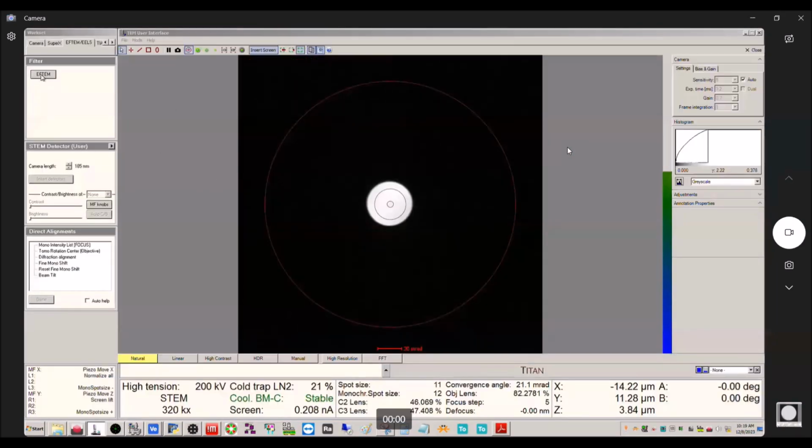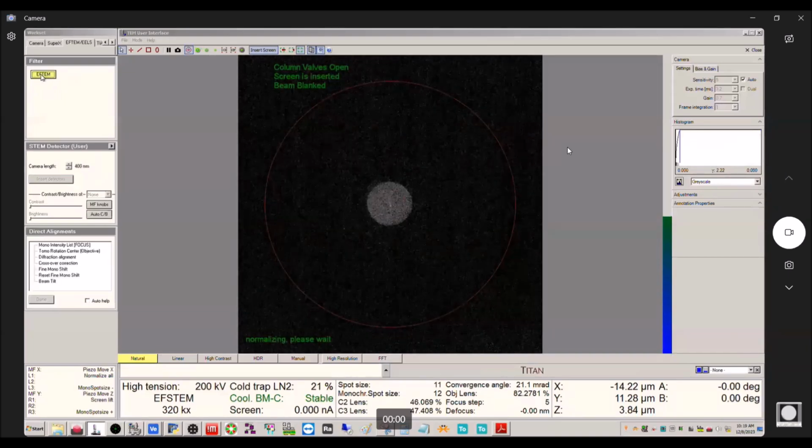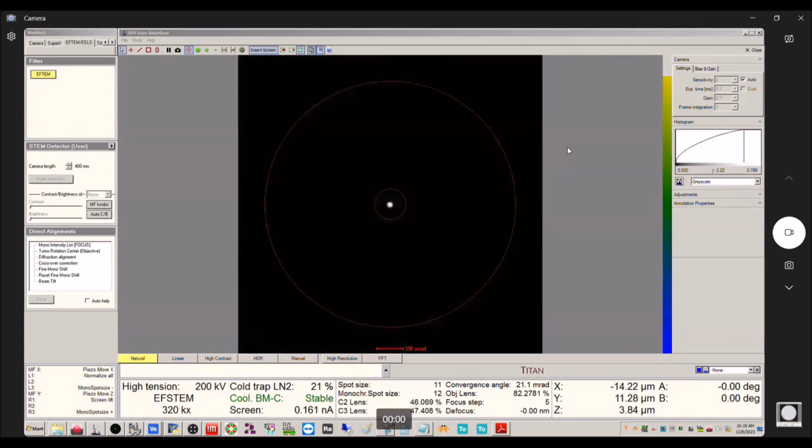Okay, and then we push. You have to find the filter panel and then push FTEM. So this changes the projection system of the microscope. That's what's going on here. So you can see now my ronchogram is really, really small.